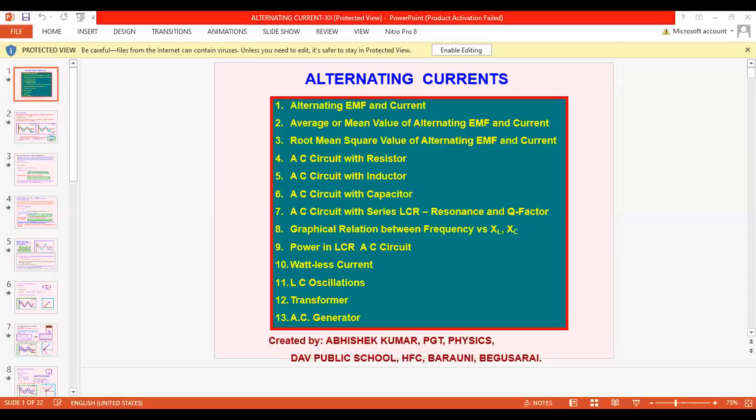Today we will discuss another specific circuit called capacitive circuit. So far we have discussed resistive circuit and inductive circuit and all about them. This is the last one, which is a specific and basic circuit for alternating current.